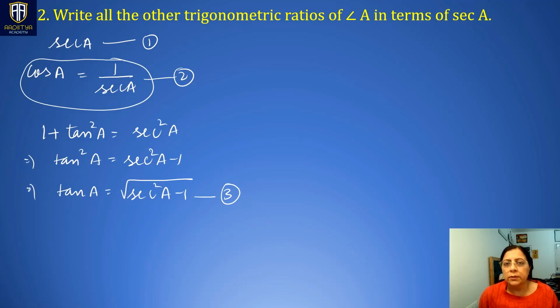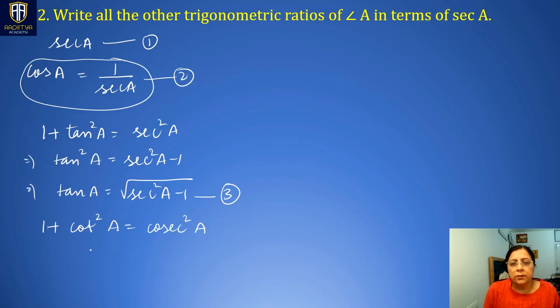Now what is the rest? We have cosec, cot and sin. So next what we can do is we can start with 1 plus cot square A is equal to cosec square A.